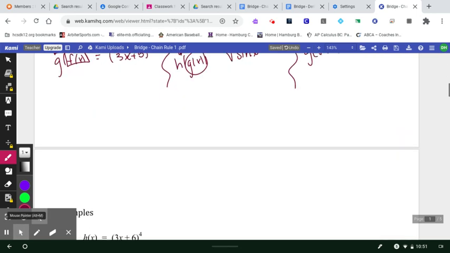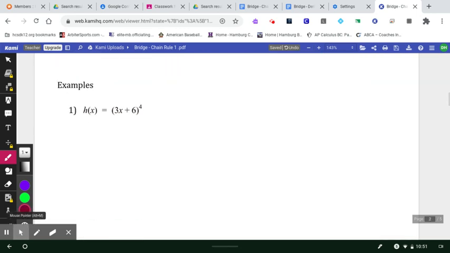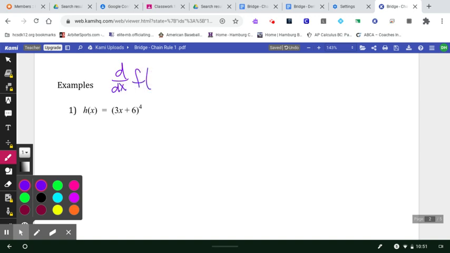So here, let's tackle a few examples. Number 1. And I'm going to start just by writing the derivative rule down again. The derivative of f of g of x is equal to the derivative of the outside, so the outside is f, keep the inside, times the derivative of the inside.